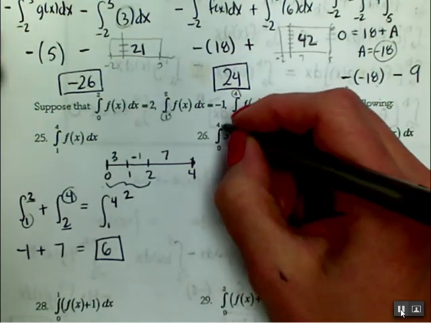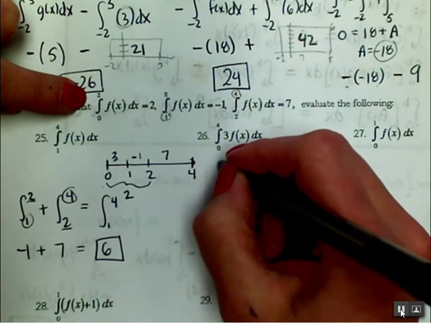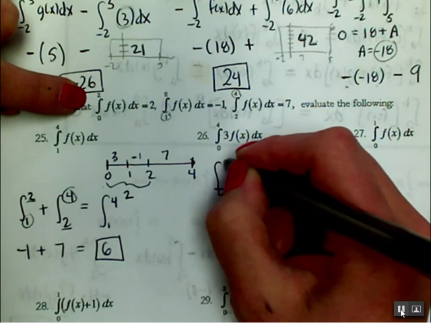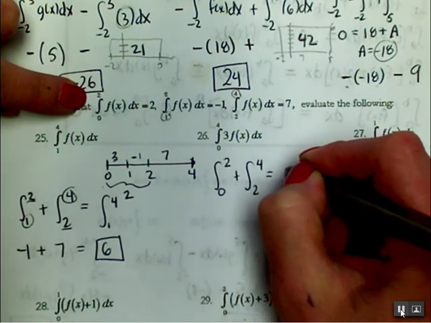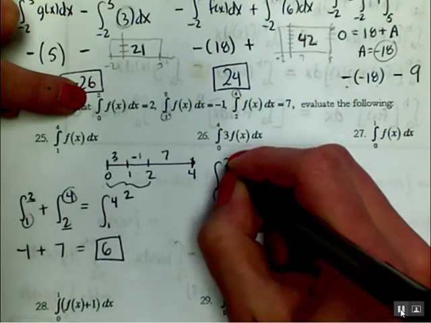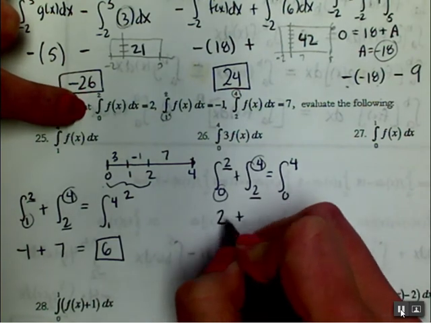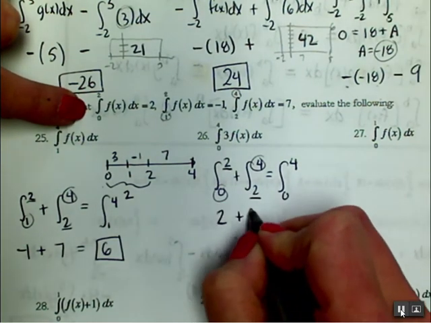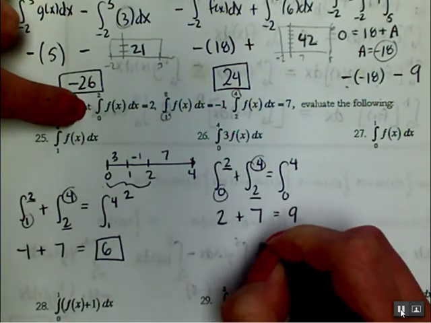Okay, 0 to 4. Start and stop. 0 to 2 and 2 to 4 equals 0 to 4, and the 2 connects. 0 to 2 is 2. 2 to 4 is 7. 0 to 4 is 9.